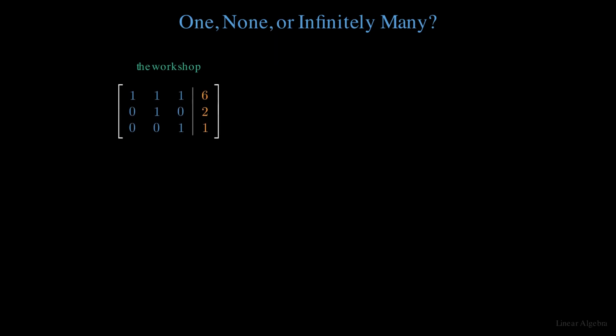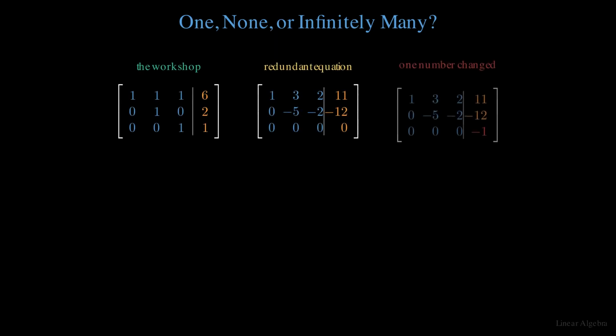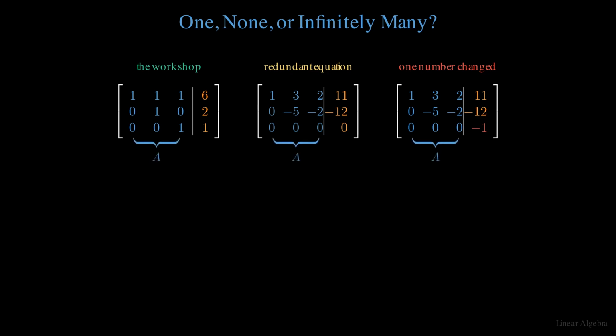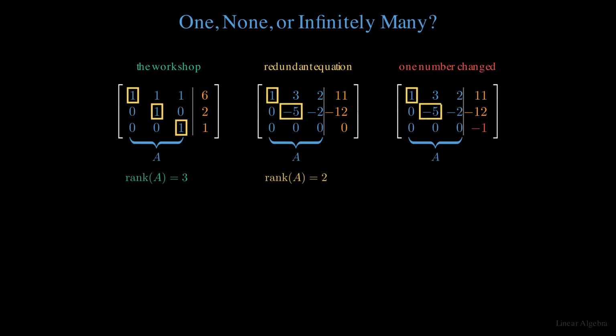Let's line up the 3 systems we have met, each already reduced to its staircase. On the left, the workshop system from the previous video. In the middle, the system whose third equation was redundant. And on the right, the very same one, but with a single number changed on the right-hand side. For each system, look only at the coefficient part, everything to the left of the bar, and count its pivots. That count is the rank of the coefficient matrix A.